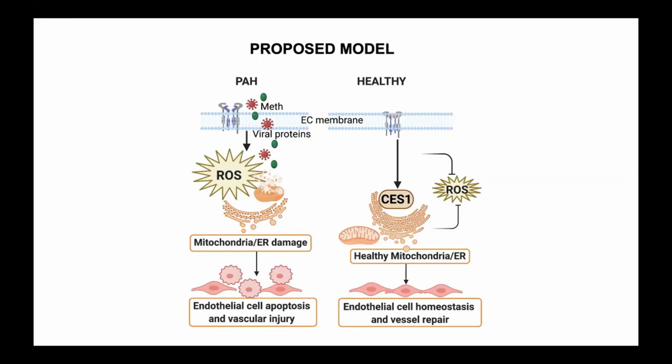So what we propose here as a model is that when the meth and viral proteins enter inside endothelial cells, they increase ROS, which leads to mitochondrial and ER damage, which finally causes endothelial apoptosis and vascular injury. Whereas in healthy cells, there is SES1, the mitochondria are healthy and there is no ROS, and hence the endothelial cells work fine and there is vascular repair occurring.